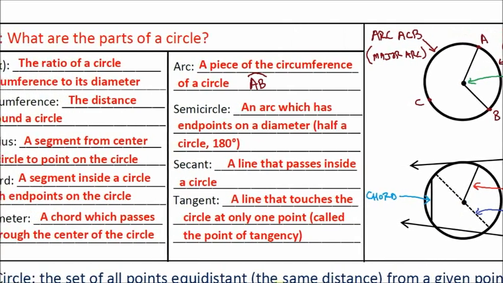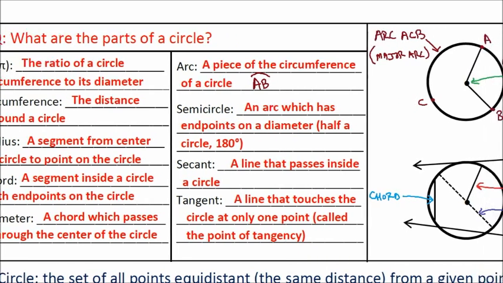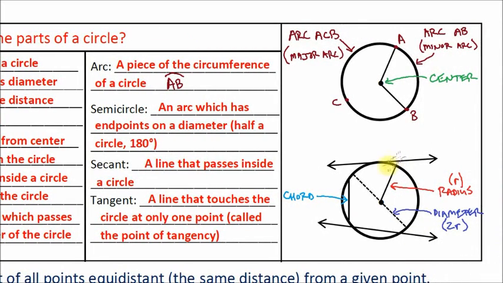All right, what is a semicircle? It's a special arc. A semicircle is an arc which has endpoints on a diameter. So when your endpoints are on a diameter, then you're getting exactly half of the circle. If you look at this particular example, I'm not going to label this, but you can see that if I had a point here and a point here, this arc that went around the circle and touched the other endpoint of the diameter, that'd be exactly half of the circle, or 180 degrees of the circle.